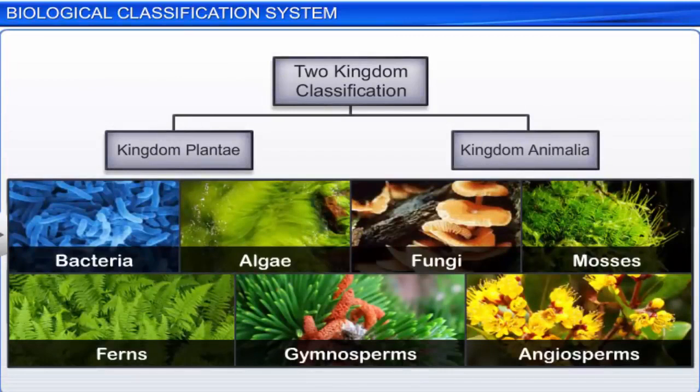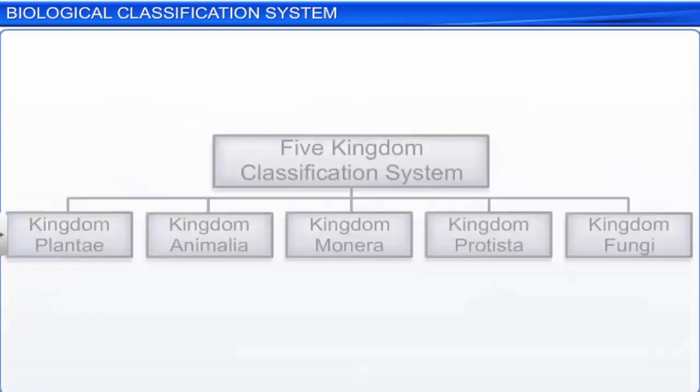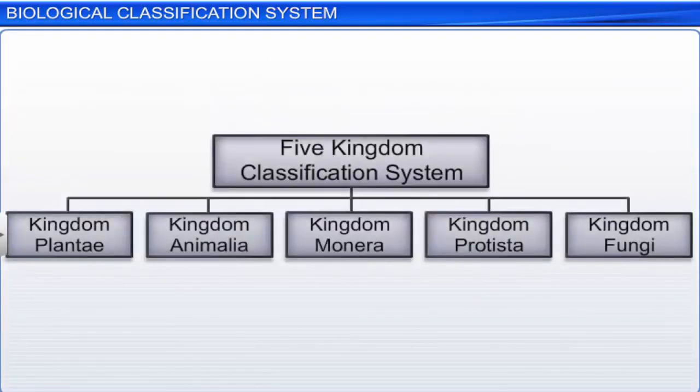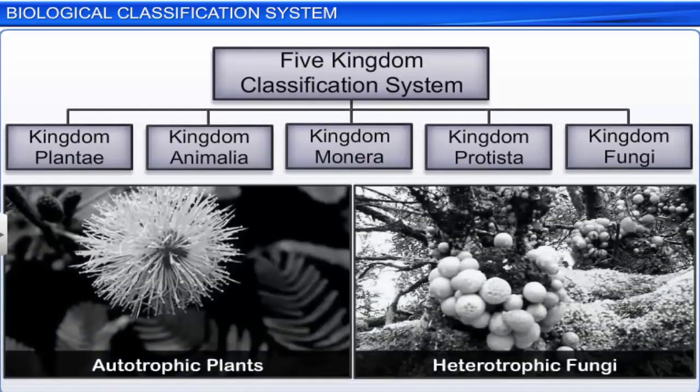The earlier classification systems included all bacteria, algae, fungi, mosses, ferns, gymnosperms, and angiosperms under the plants category, based on the common premise that each one had a cell wall in their cells. The five-kingdom classification remedied this by placing organisms in different kingdoms based on the differences in their characteristics. Based on the differences in cell wall composition, heterotrophic fungi differ from autotrophic plants and were grouped under Kingdom Fungi.